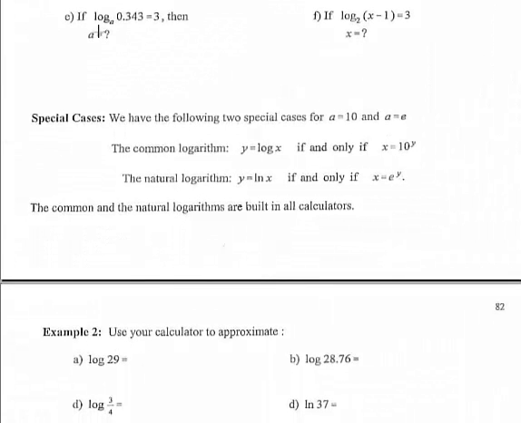So continuing with the examples, C, it says log base A of 0.343 equals 3. Then what does A equal? Alright, the base of our log is the base of our exponent, and log equals the exponent, so I have an A to the 3rd power, and that tells me that when I raise that number to the 3rd power, I get 0.343. Well, how do we undo this power of 3 to get our A by itself? Well, we simply take the cube root of each side.